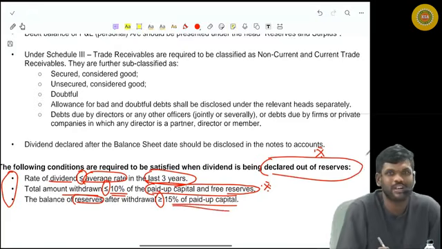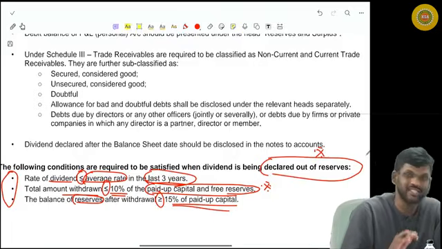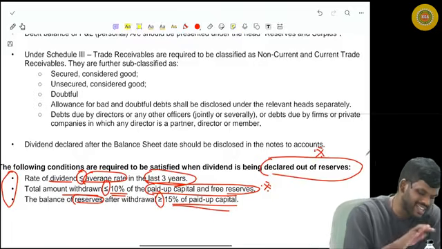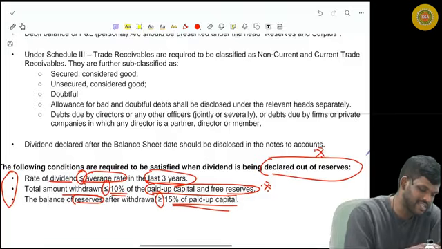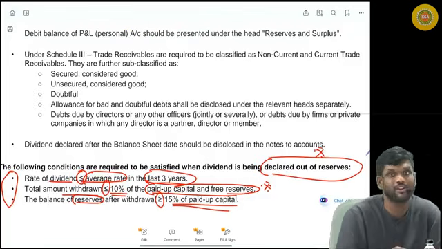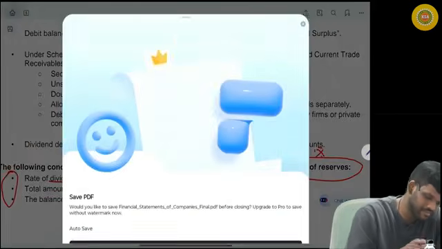Sir, confusing question. Let us see a question, then you will get more clarity. This question was asked in the Jan 26 exam. So I'll open the suggested answer. We are going to solve the Jan 26 sum.